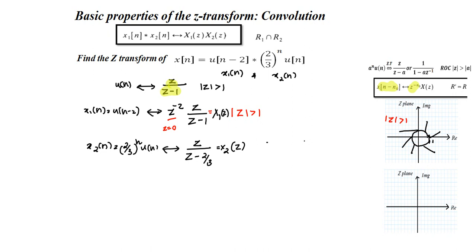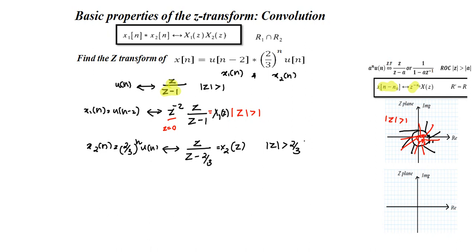And the ROC you can write as modulus of z greater than 2 by 3, because it's a causal signal. So you can see that this is the point 2 by 3, and you need to construct a circle here, and the ROC is greater than this point. Okay, so we got another signal.